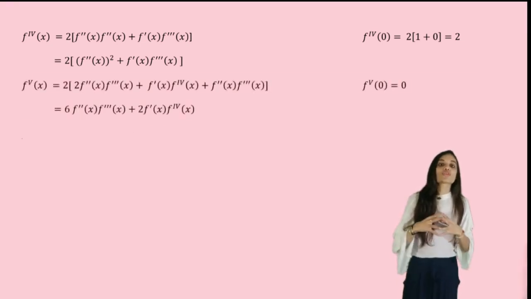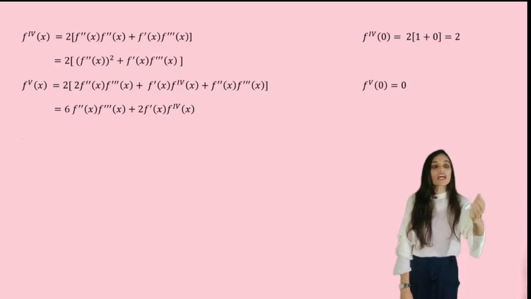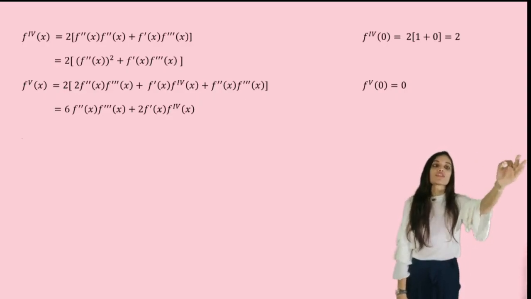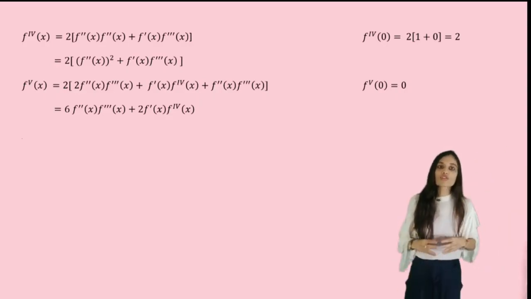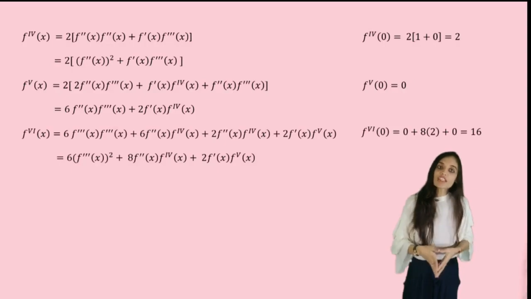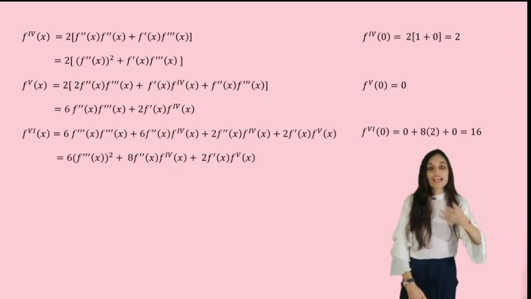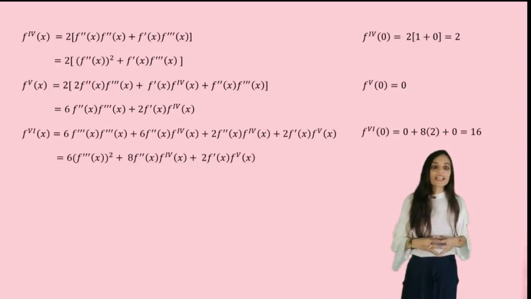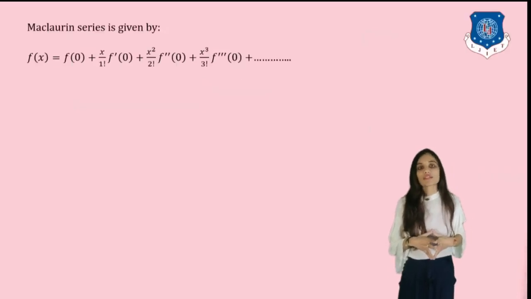Now next let's move on to our fifth derivative. You can have a look at the fifth derivative, and the fifth derivative at x is equal to 0 is equal to 0. You have to repeat the same procedure again and again to find the derivatives. Next, we'll find the sixth derivative also using the same process, and so on. So finally, let us now find the Maclaurin series.